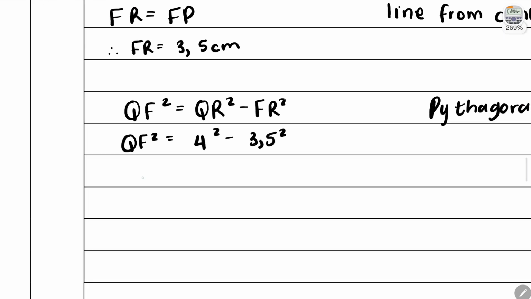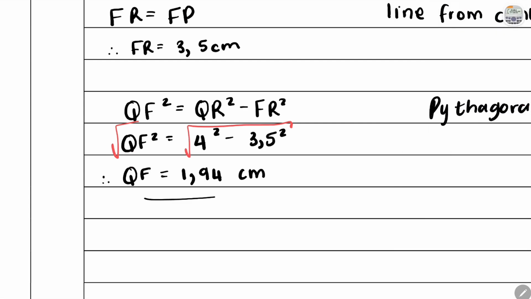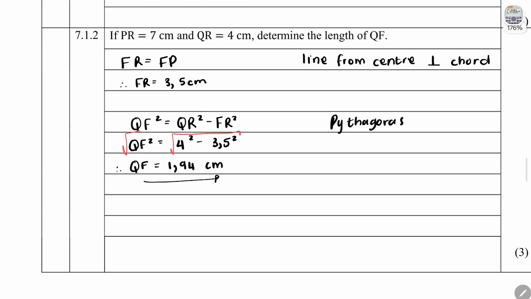Let's find out exactly what this is. At this point, you can square root both hand sides. So on your calculator, you'll find what the square root of 4 squared minus 3.5 squared is, and that will be the length of QF. Rounding off to 2 decimal places, you see that the 6 is going to round the 3 up to a 4. So QF is equal to 1.94 centimeters, and that is our answer. Moving on to the next question.